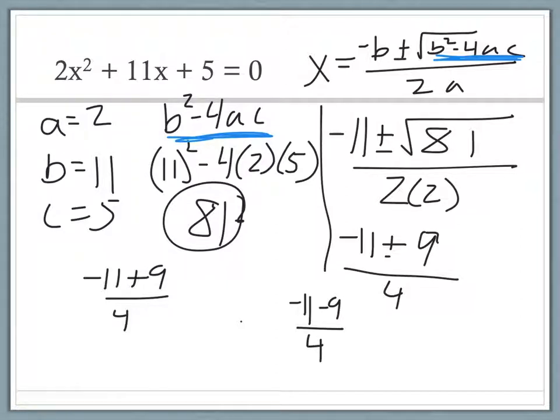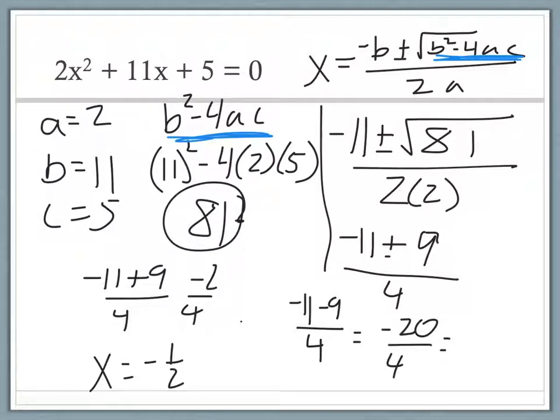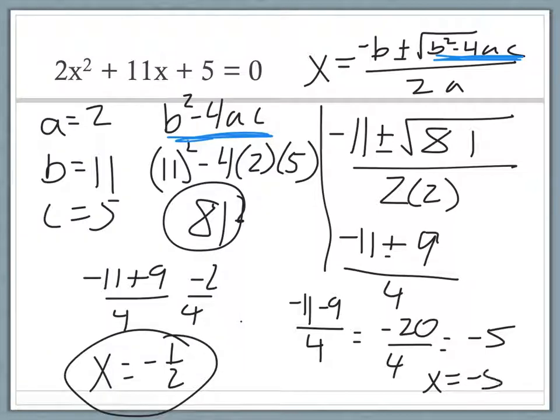All right, let's go ahead and clean these up. On the left side, we have negative 2 over 4, which I can reduce, so x is going to equal negative 1/2. Okay? And over here, that's going to be negative 20 over 4, which we can reduce to negative 5. So my answers are x equals negative 1/2 and x equals negative 5.